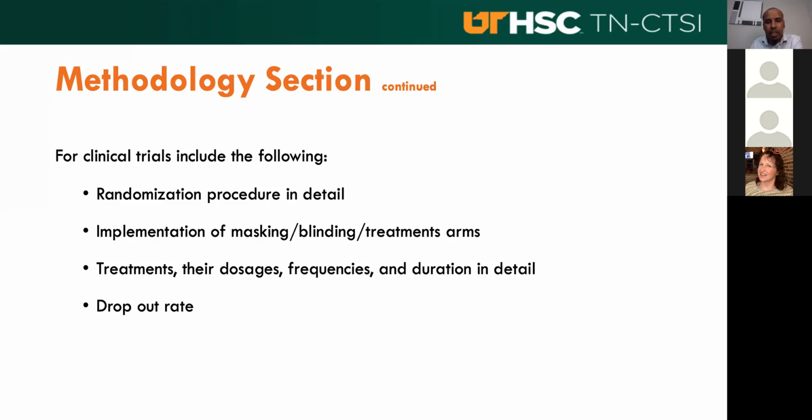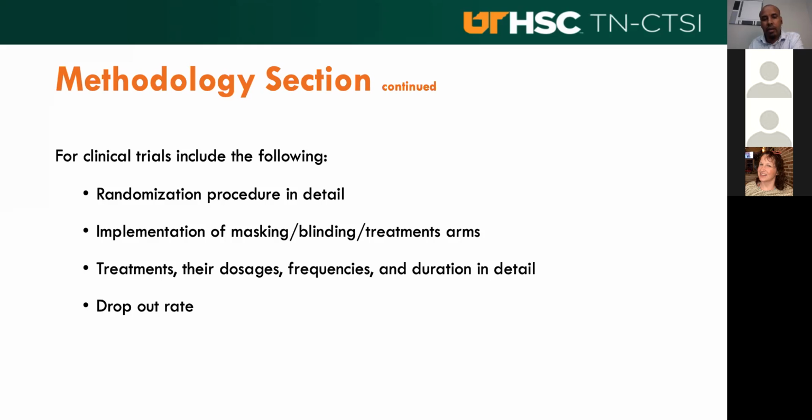For clinical trials, make sure to include the following: the randomization procedure in detail, how randomization was conducted. Did you use a lottery kind of randomization, where you add all the participants into a hat and randomly pick one and assign them to the treatment arm, another to the control arm, or did you use random number generation and automatic assignment of participants into the treatment arm and the control arm?